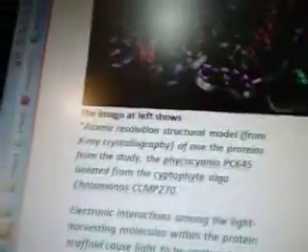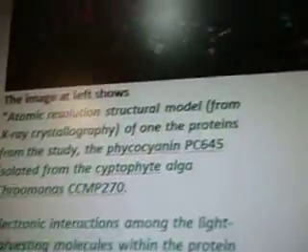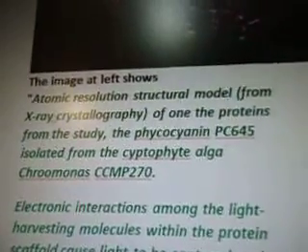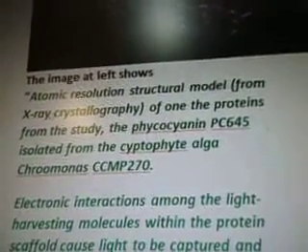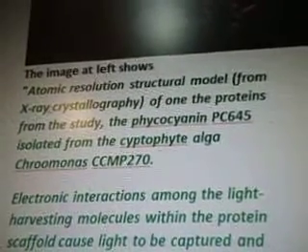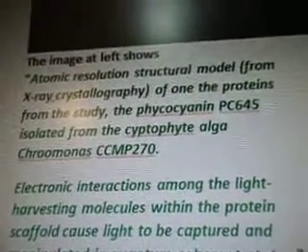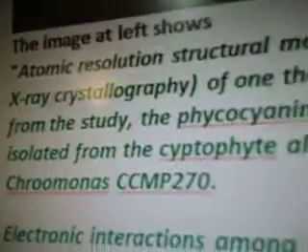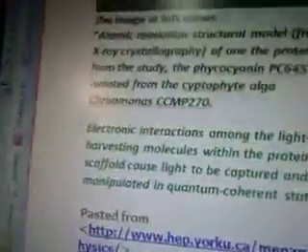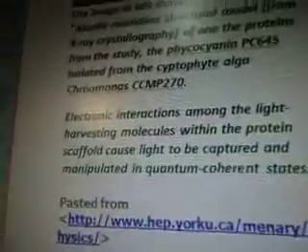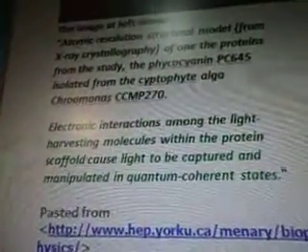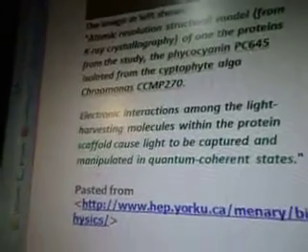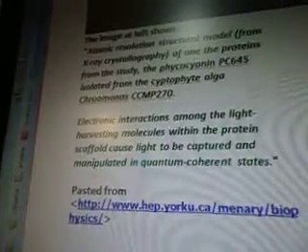So this symbol has come up a couple times, and I finally found out what it meant. It's an atomic resolution structural model from X-ray crystallography of one of the proteins from the study, the phycocyanin PC645, isolated from the cryptophyte. There you go. I can't say it. I'm having trouble talking today. Electronic interactions among the light harvesting molecules within the protein scaffold cause light to be captured and manipulated in quantum coherent states. And I still don't know what that means.